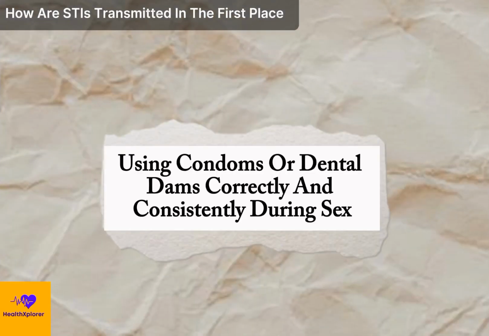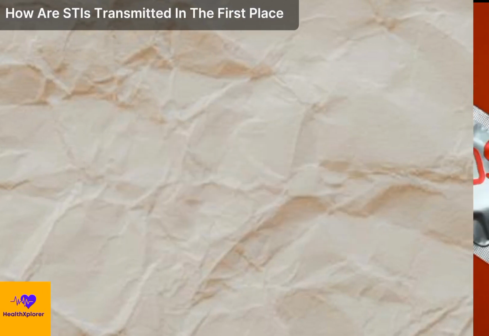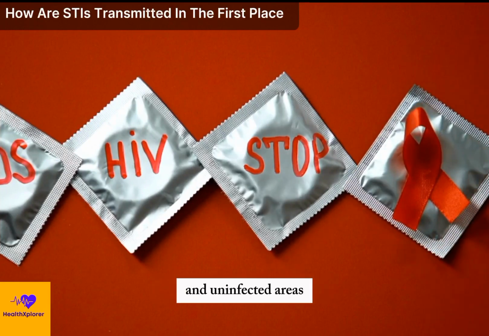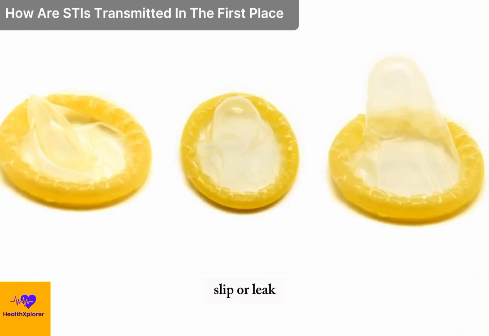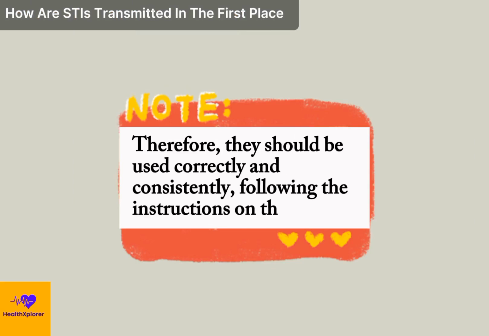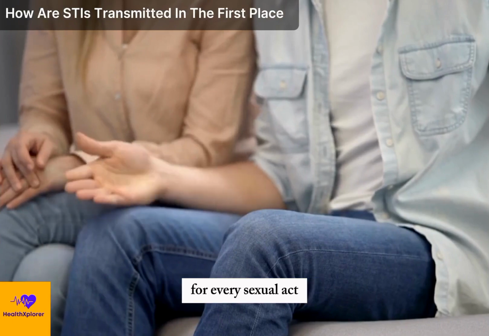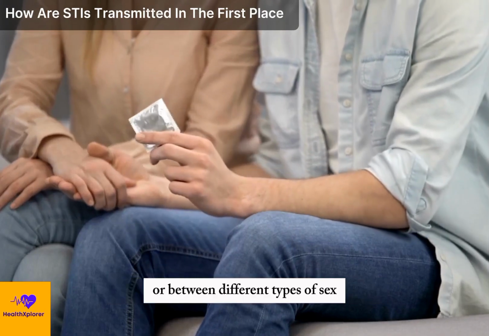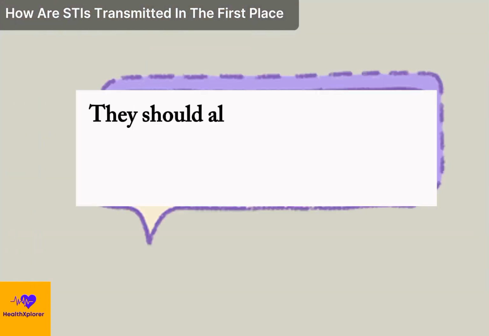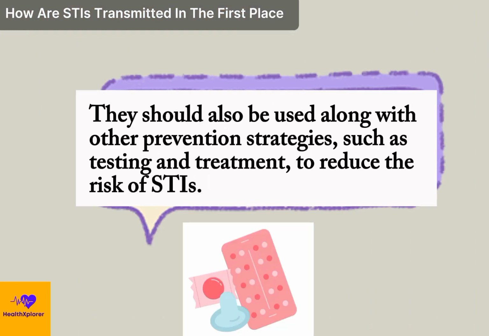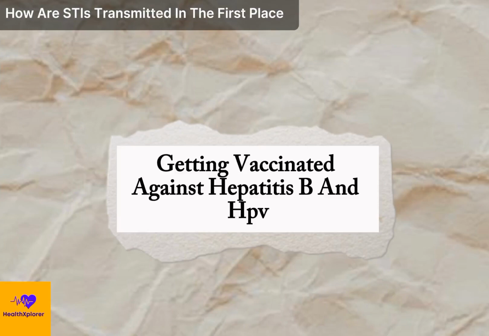Using condoms or dental dams correctly and consistently during sex. This is the next best way to prevent STIs, as it creates a barrier between the infected and uninfected areas. However, condoms and dental dams are not foolproof, and they can break, slip, or leak. Therefore, they should be used correctly and consistently, following the instructions on the package. They should also be used for every sexual act, including oral and anal sex, and they should be changed between partners or between different types of sex. They should also be used along with other prevention strategies, such as testing and treatment, to reduce the risk of STIs.